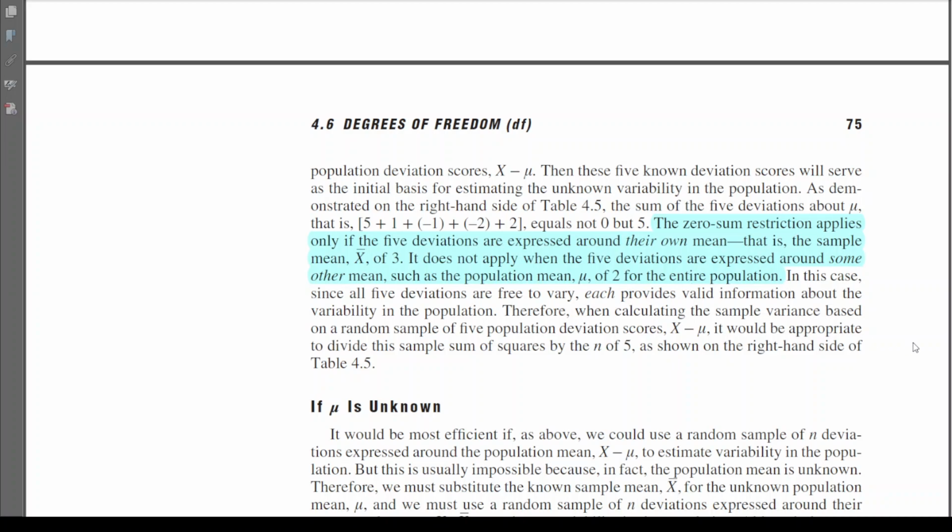Therefore, when calculating the sample variance based on a random sample of 5 population deviation scores, it would be appropriate to divide this sample sum of scores by n of 5, shown in the right hand side of the table.